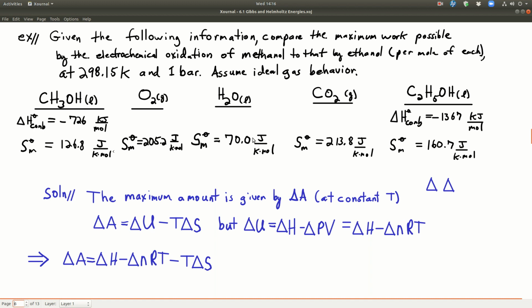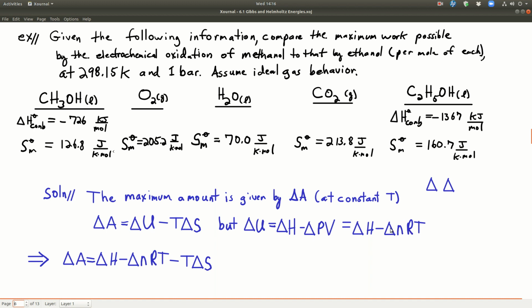at constant temperature. From the definition of Helmholtz energy, A is equal to U minus TS. At constant temperature, take the differential of both sides, basically integrate. We get delta A equals delta U minus T delta S. But we also know from previously that delta U is delta H minus delta PV, and delta PV is delta n RT. For an isothermal process, temperature is constant, so it's just delta n.